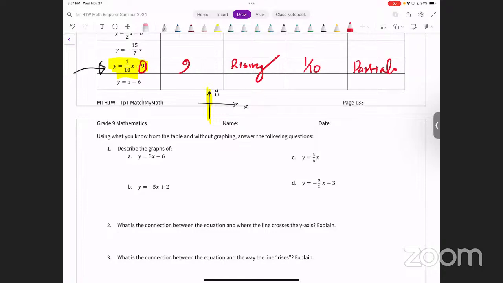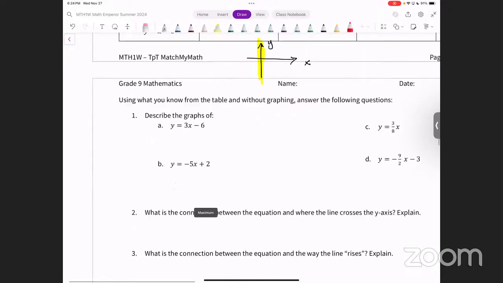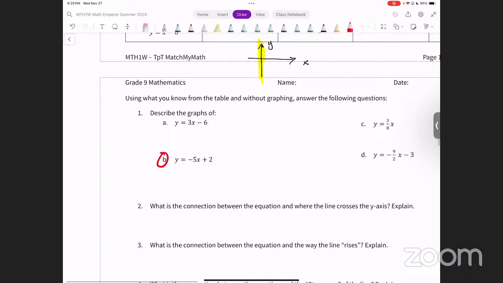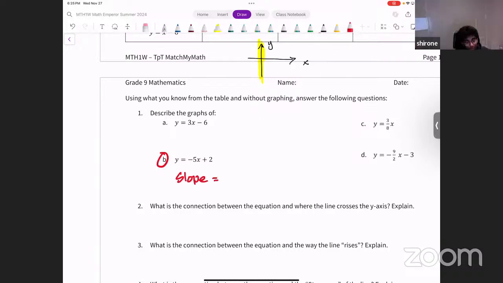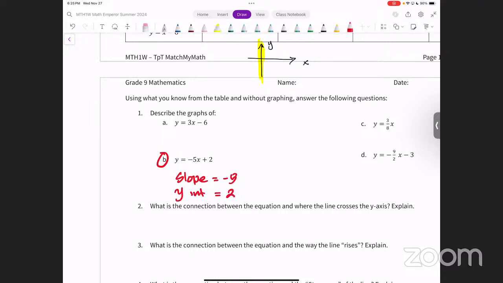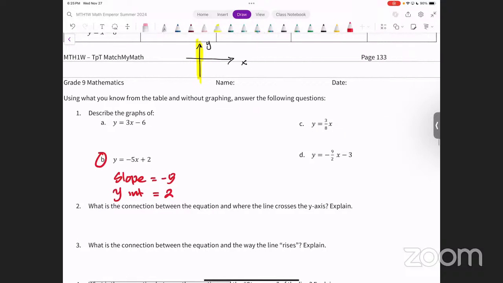So I'm going back right now. Sharon, what is the slope? What is the y-intercept? The slope is -5. Y-intercept? Is 2. Akshara, if you understand what we're talking about, what is the slope here? What is the y-intercept?